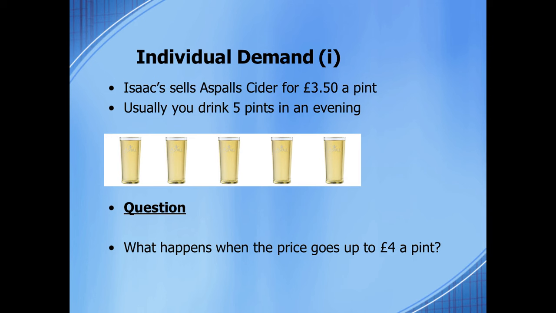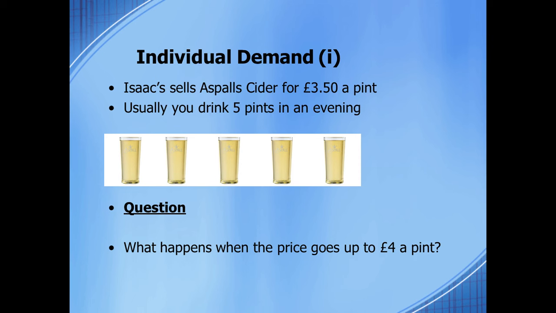Just on the waterfront we've got Isaac's, a waterfront bar. So a scenario: Isaac sells Aspel's cider for say £3.50 a pint, and usually you drink 5 pints in an evening. The question is, what happens when the price goes up to £4?